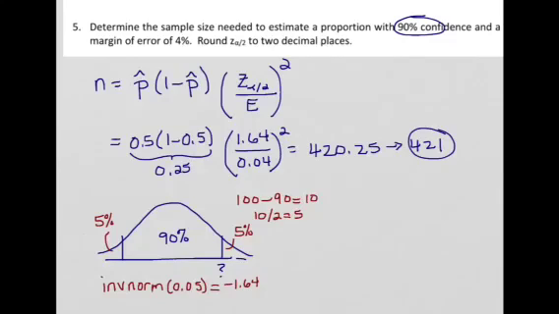So it's not really rounding because I don't look to see what number is here. I don't care. I just say we need more than 420, then we have to go up to 421. And so that's my answer for number 5.